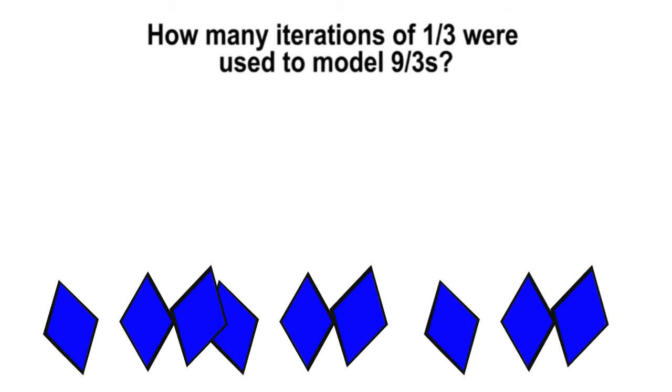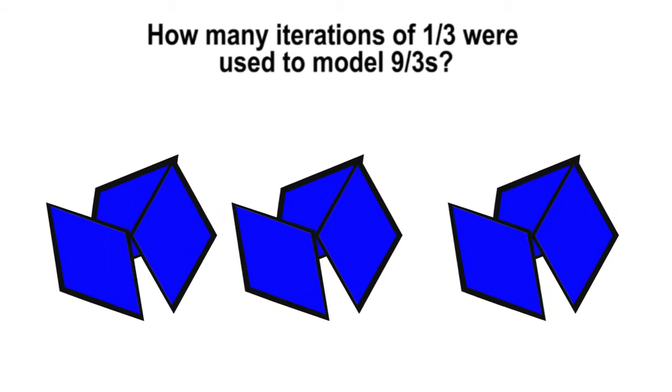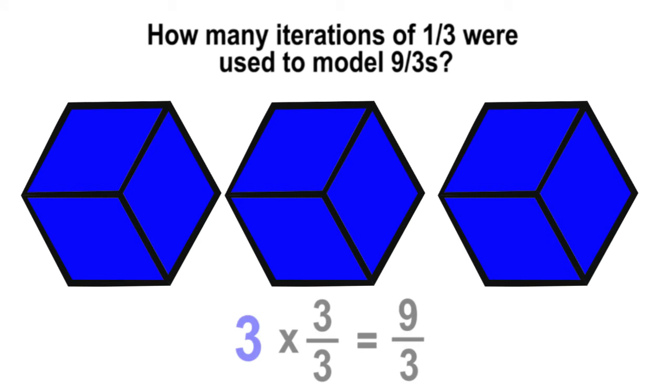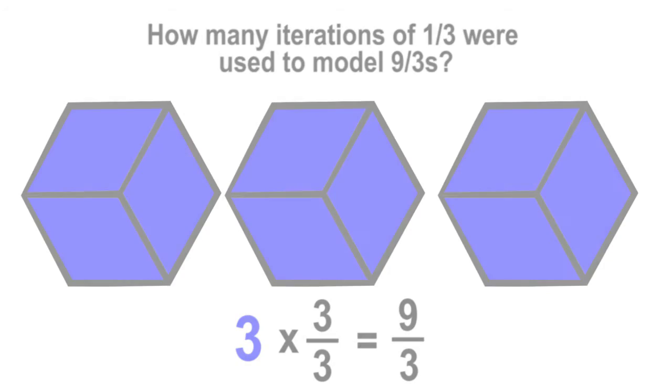If we arrange the rhombi this way, is there another non-unit fraction multiplication equation that can be used to explain this model? 3 times 3/3 equals 9/3.